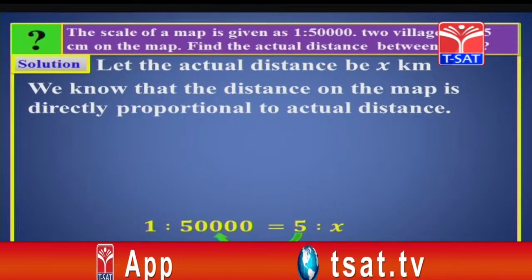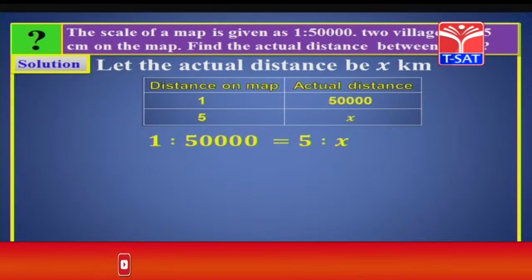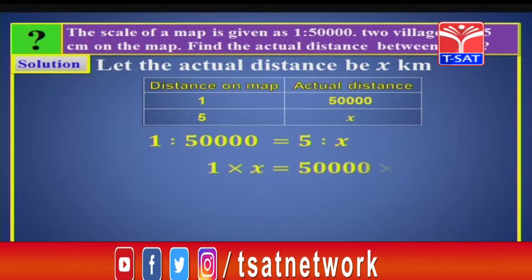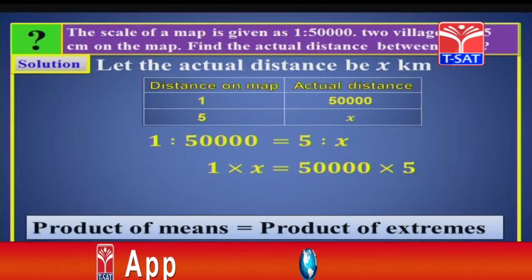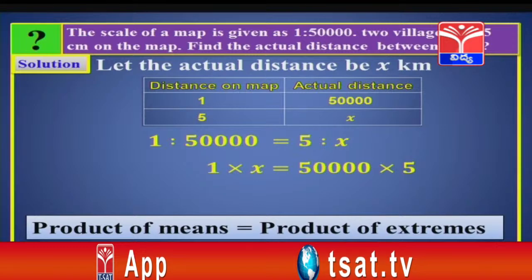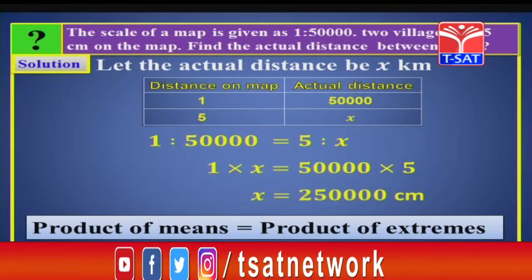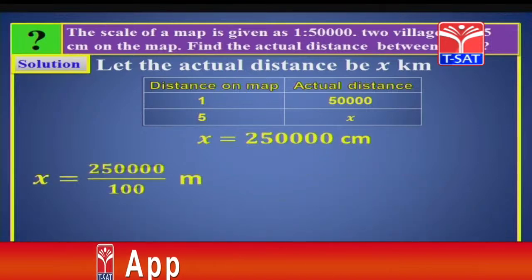Now, both are in direct proportion. That means 1 is to 50,000 is equal to 5 is to x. So, product of means equals the product of extremes, which means 1 into x must be equal to 50,000 into 5. So, what is the value of x, children? Yes, it is 2,50,000 centimeters.